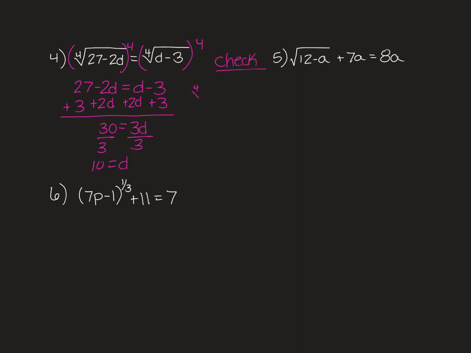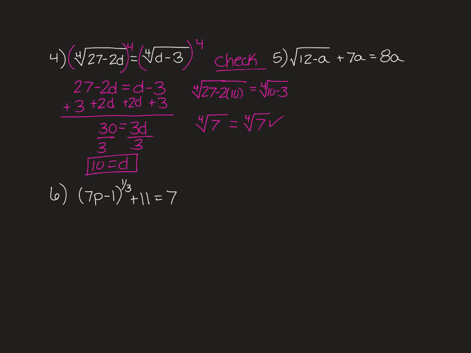The fourth root of 27 minus 2 times 10, is that equal to the fourth root of 10 minus 3? So 27 minus 2 times 10. So 2 times 10 is 20, so you will get 27 minus 20, which ends up being 7. 10 minus 3, also 7. That one checks out. 10 is your answer.